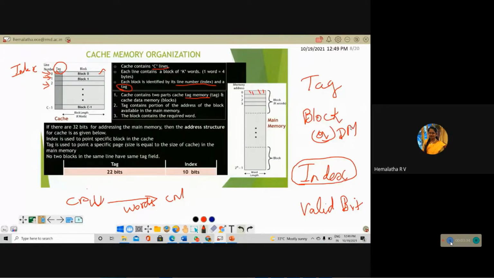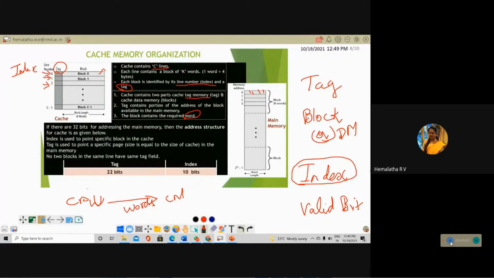Now we'll move to the block number. So this block is going to contain the different types of words, like different pages. If you take a book, you have many pages. The same thing: if you take a block, inside the block a variety of data will be stored, and the data will be called words here. So inside this block we have many words. That is your data memory, or it will be called block memory.